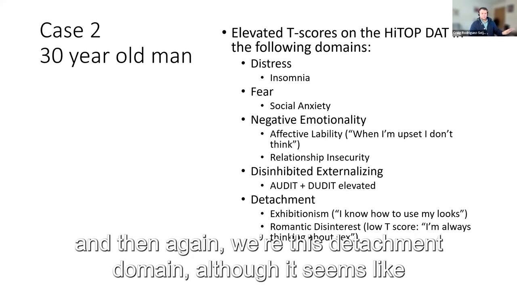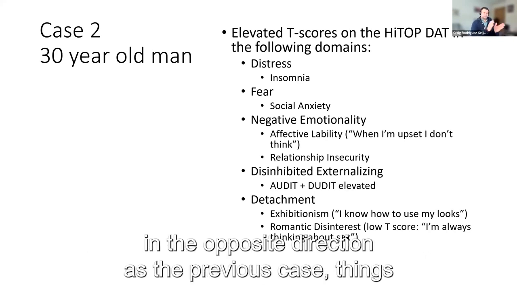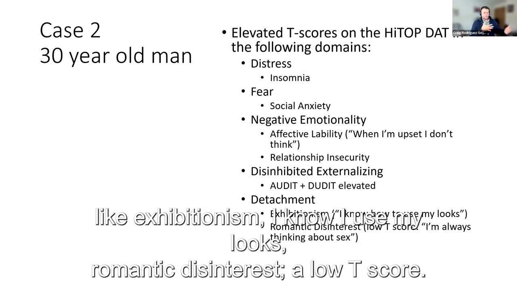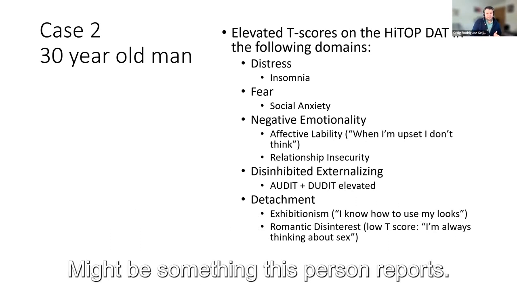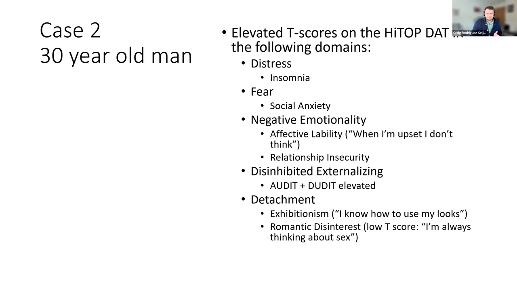And then again, we're getting this detachment domain, although it seems in the opposite direction from the previous case. Things like exhibitionism: "I know how to use my looks." Romantic disinterest, they're low on that T-score, so kind of the opposite. "I'm always thinking about sex" might be something this person reports.